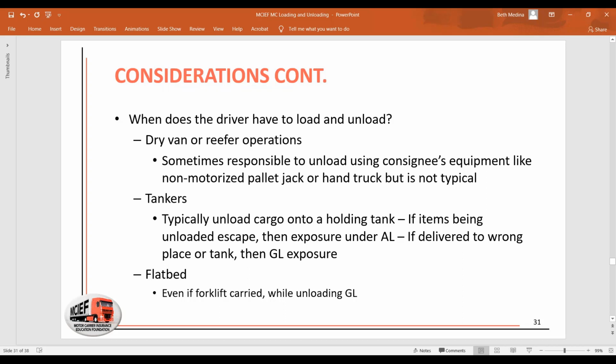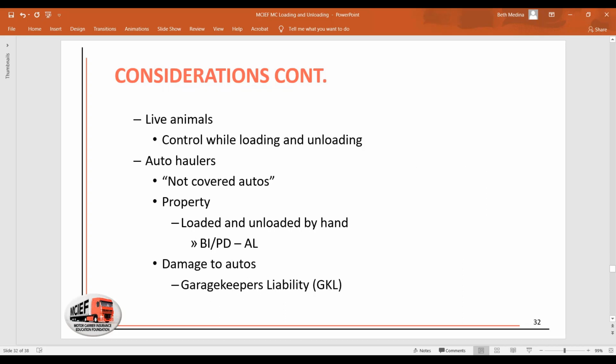Flatbed will always be unloaded by a forklift. And so when unloading with something detached would always be GL. Live animals, again, pallets, bridles, or getting the items into a bin. Until it gets into the bin and the gate's closed, then it's auto still.